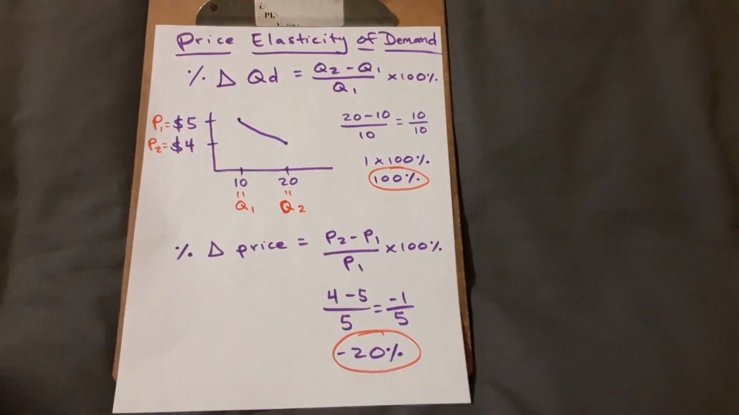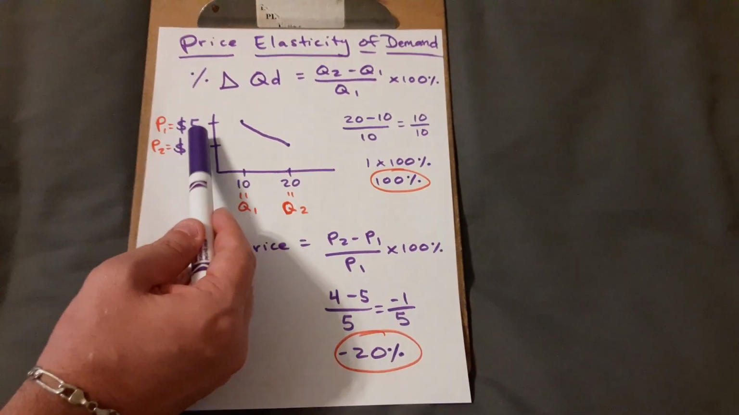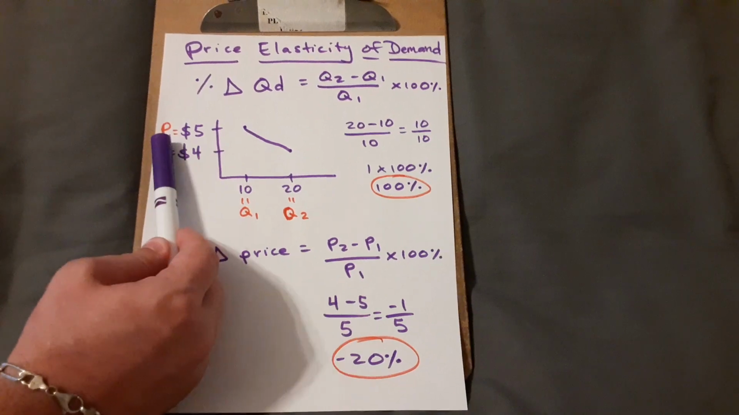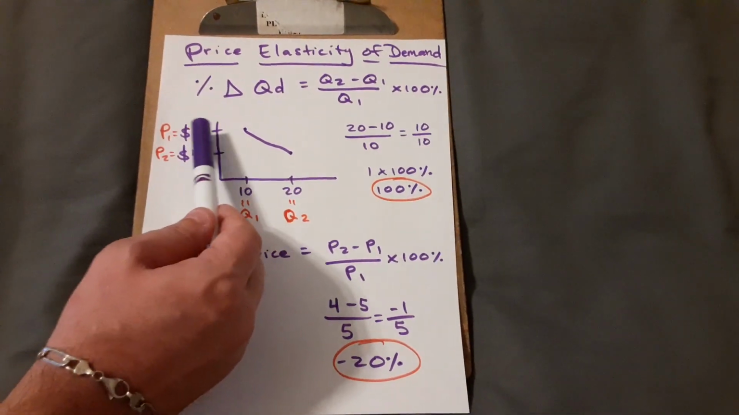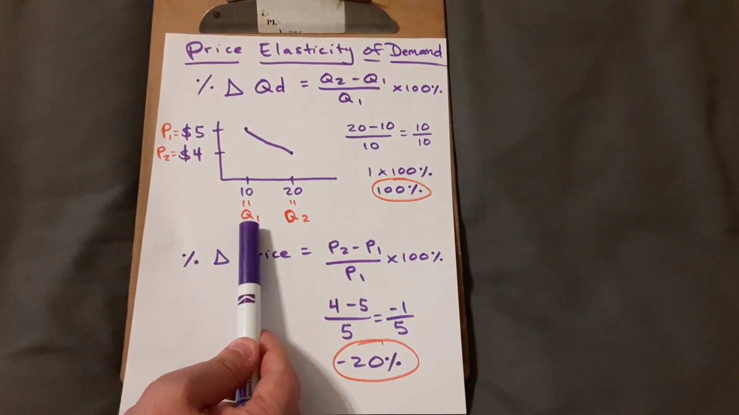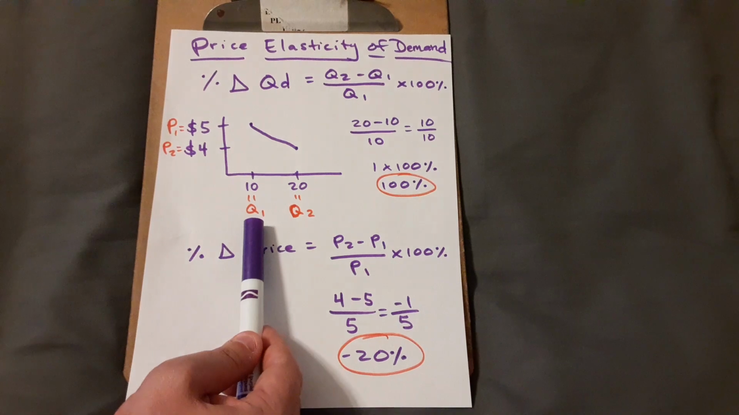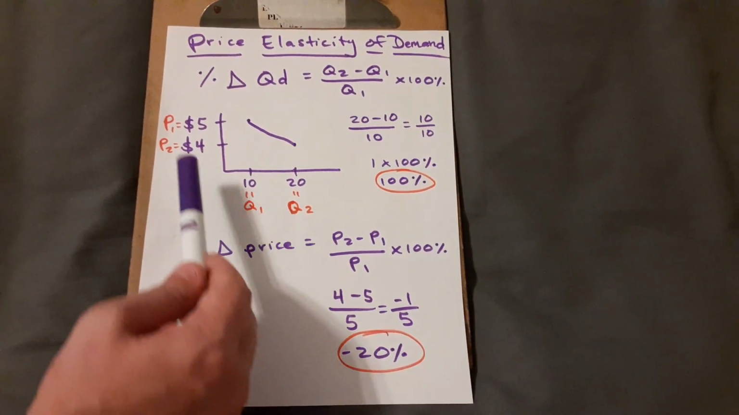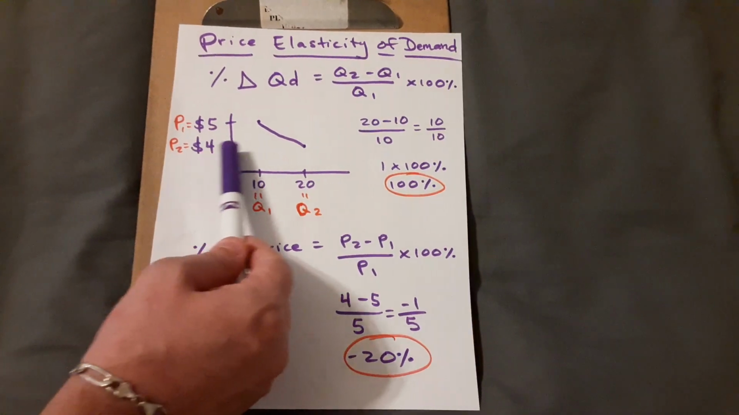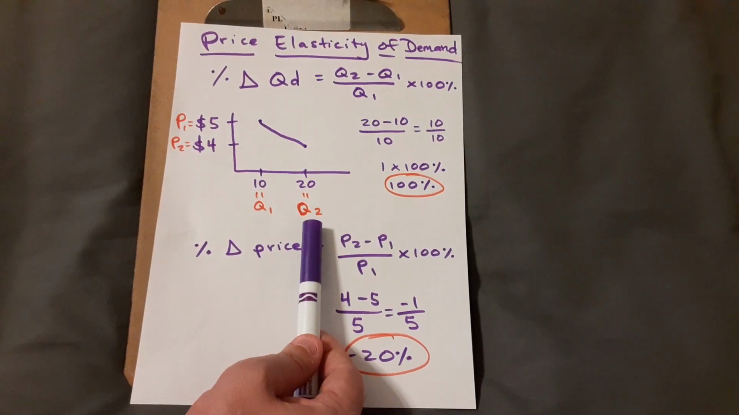So first thing that you want to do is label. So the first price that you have, $5, we're going to label that as P1. The corresponding quantity, we're going to label as Q1. This is one of the most important things. Okay, so first price P1, corresponding quantity Q1. That's the first step. Second price, label it P2, corresponding quantity, label it Q2.